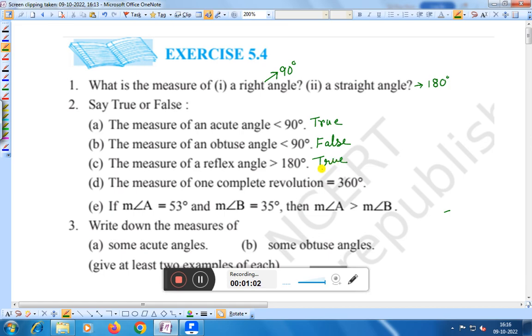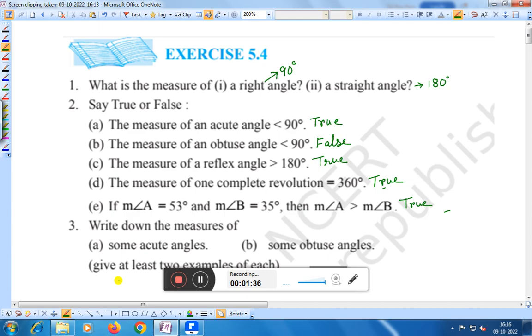The measure of one complete revolution is 360 degree. That is also true. Now if the measure of angle A is 53 degree and the measure of angle B is 35 degree, then the measure of angle A is greater than the measure of angle B. That is true.